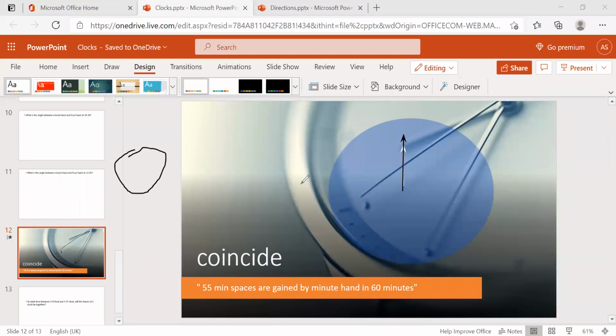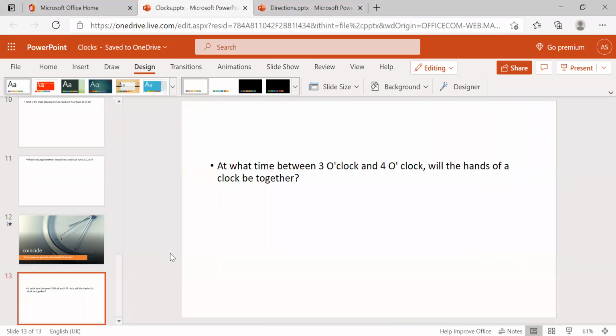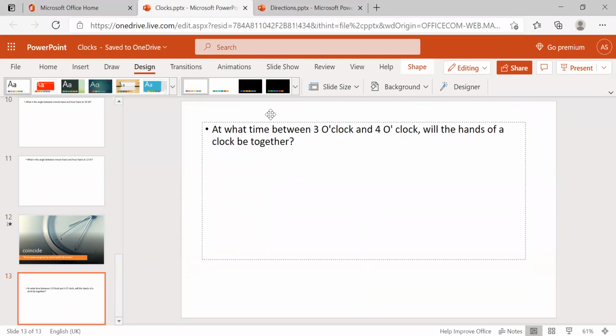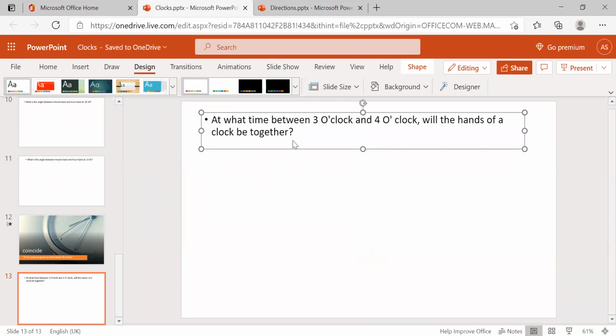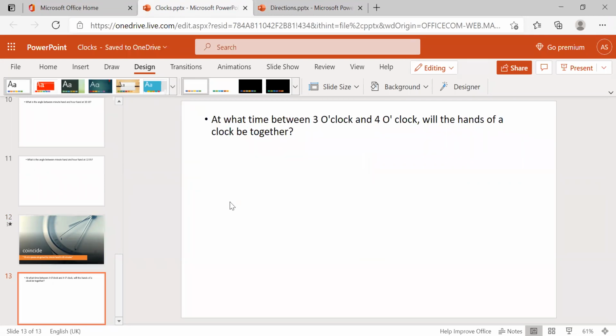Now the question will be asked like this: at what time between 3 o'clock and 4 o'clock will the hands of a clock be together, or coincide, or overlap? They will ask like this. So what they're asking is, between 3 o'clock and 4 o'clock, at what time exactly will it coincide?